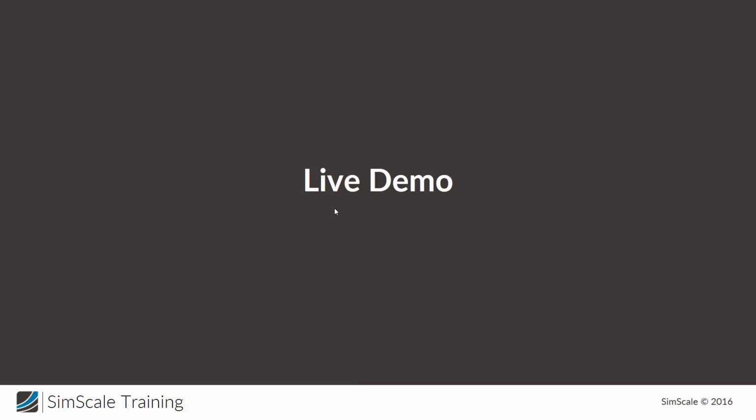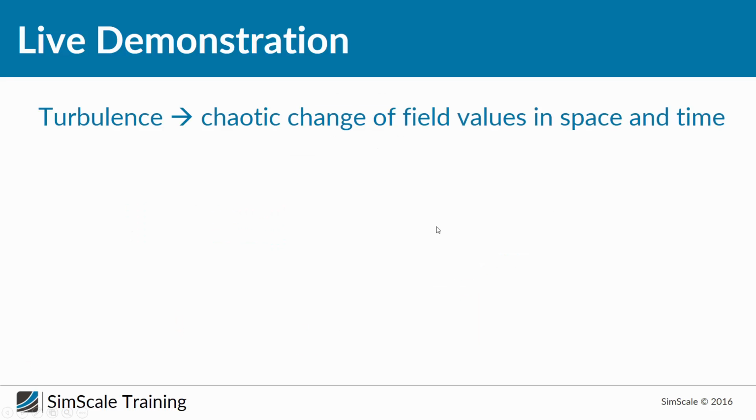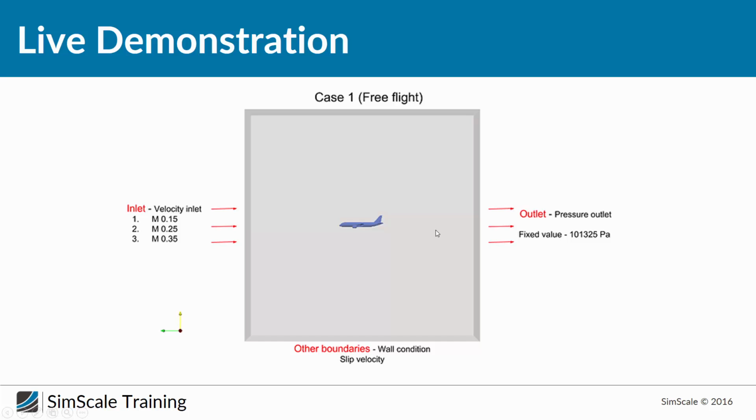And as you know, today we are going to talk about aircraft simulation. And this is what we want to do today during the demo. We will simulate free flight of a large aircraft with a fixed velocity. So we will simulate Mach 0.35.